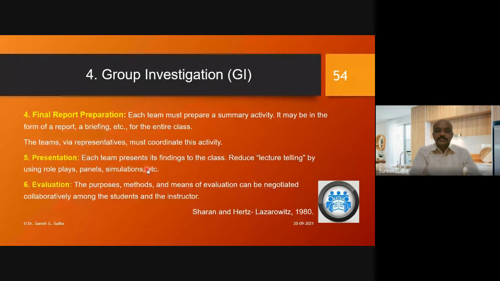Presentation: each team presents the findings in the class, to reduce lecture telling, using role play, panel or simulations. And evaluation: the purpose, method and means of evaluation can be negotiated collaboratively among the students and the instructor.